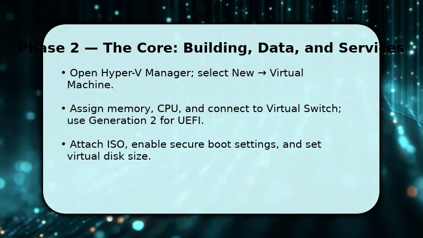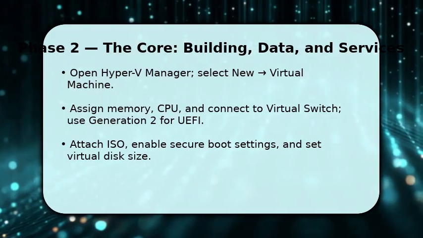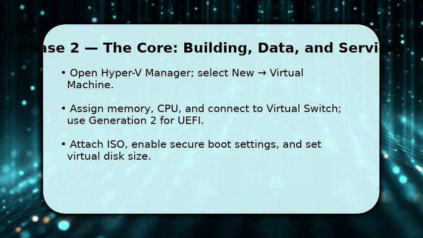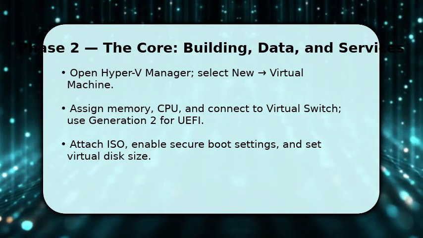Once configured, connect the VM to a virtual switch so it has network access. Finally, attach your installation ISO to the DVD drive. This boots the virtual machine, and you complete the OS installation as you would on real hardware.